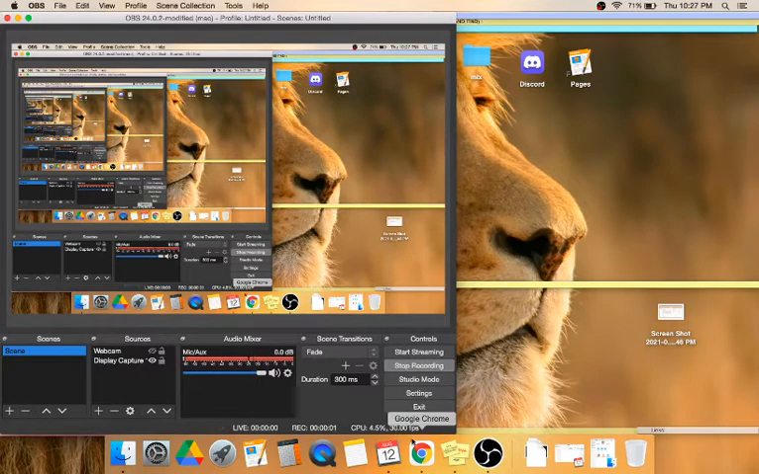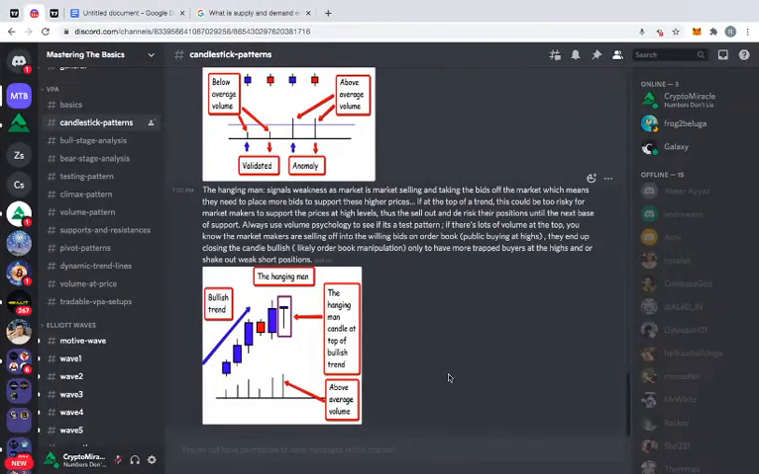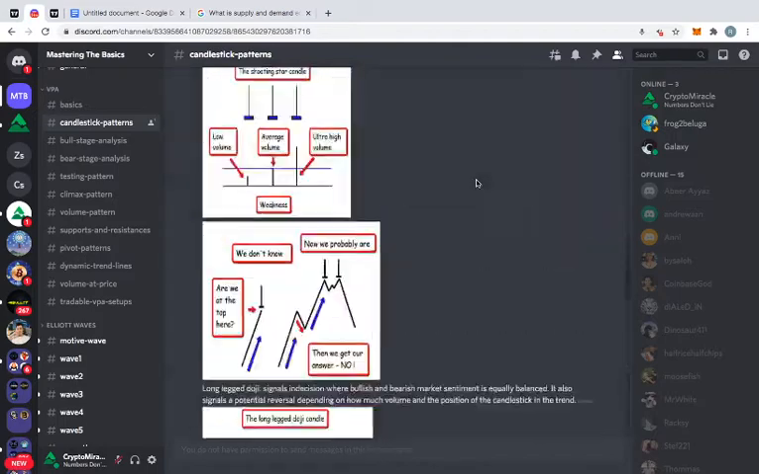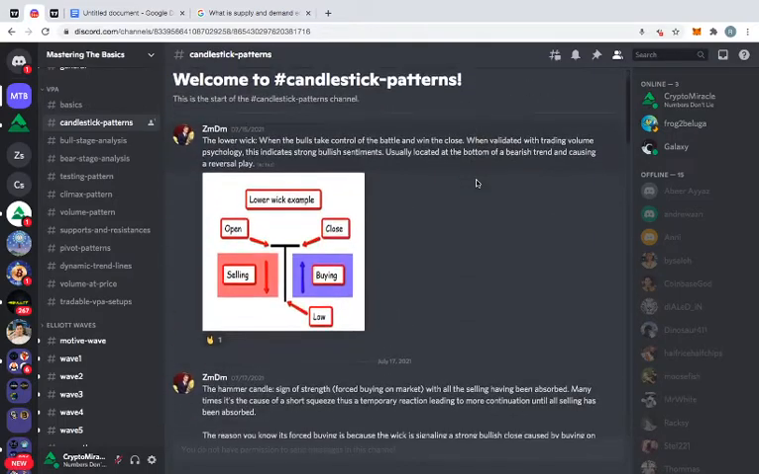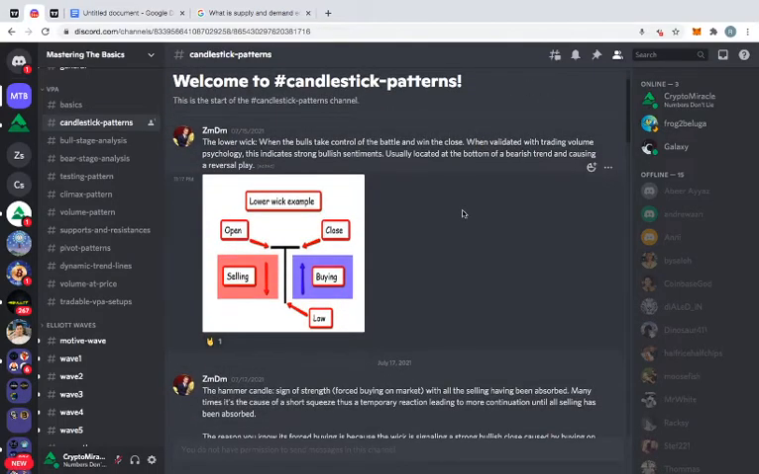Alright, let us continue here in this video. This video is going to be about candlestick patterns, a little segue to the last video that we just had. So let's talk about one of the rules in VPA trading, which is volume price analysis. So the lower wick, and this is the example of the picture.